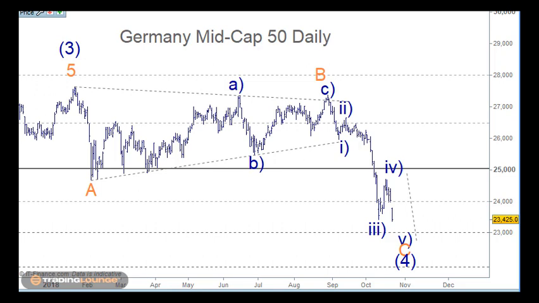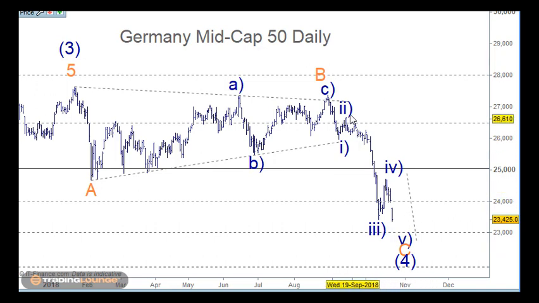Welcome to Trading Lounge and the European indices, and starting with the German mid-cap here because it had the cleanest count coming to the downside from wave B here. So from wave 3 here, an A and a B and a C wave down through here. So we're looking for 5 waves down through here. Last time we spoke, we were looking at wave 4 retracing, and now we're looking at wave 5 here.